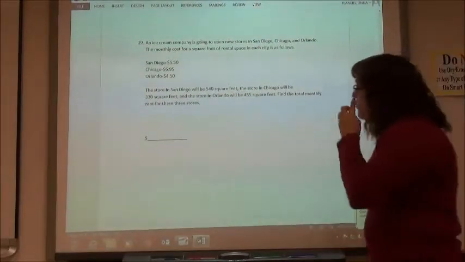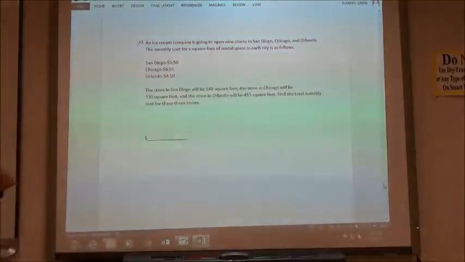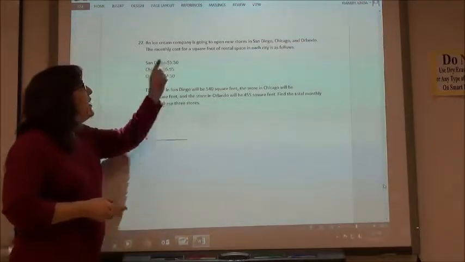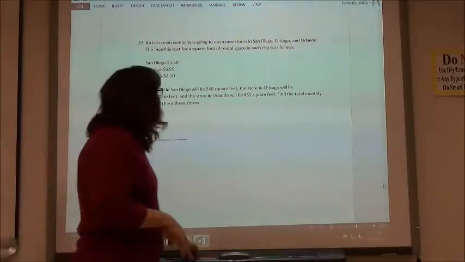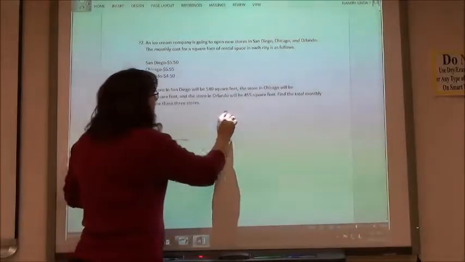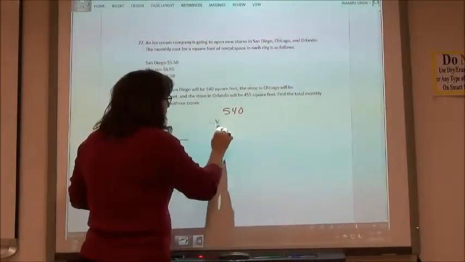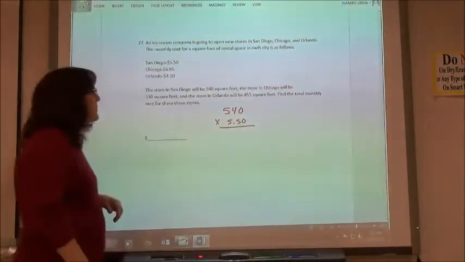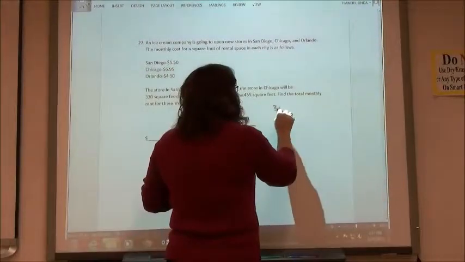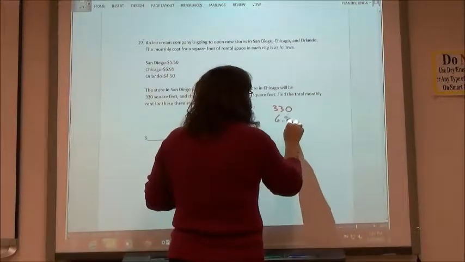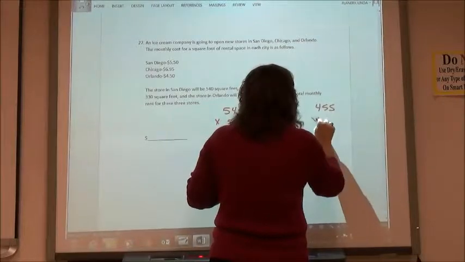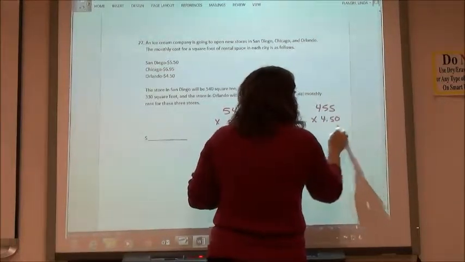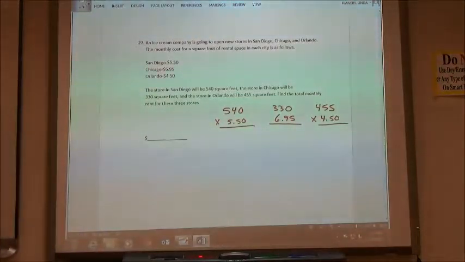And the last one. An ice cream company is going to open a new store in San Diego, Chicago, and Orlando. The monthly cost for a square foot of rental space in each city is as follows. So I'm going to pay $5.50 for each square foot in San Diego, $6.95 in Chicago, and $4.50 in Orlando. The store in San Diego is 540 square feet. I have to multiply it by $5.50 a square foot. Chicago is going to be 330, and I'm going to pay $6.95 per square foot. And in Orlando, 455, and we're going to pay $4.50 per square foot.